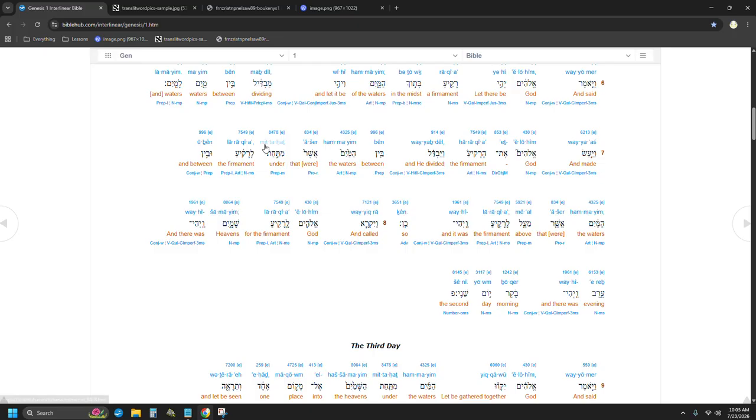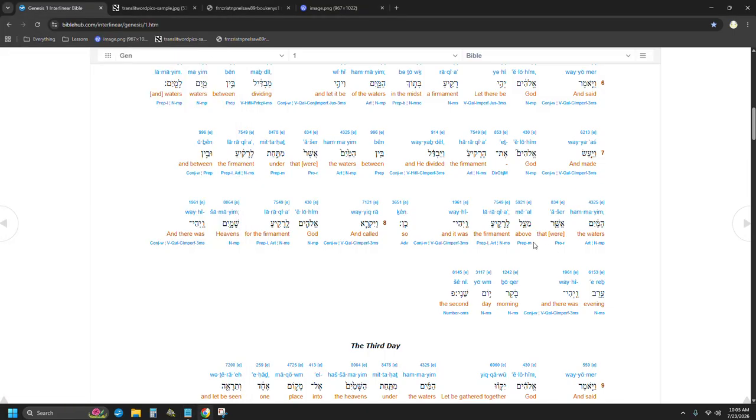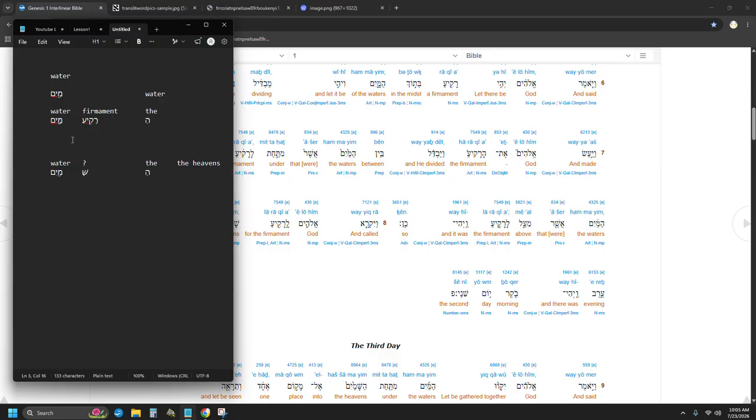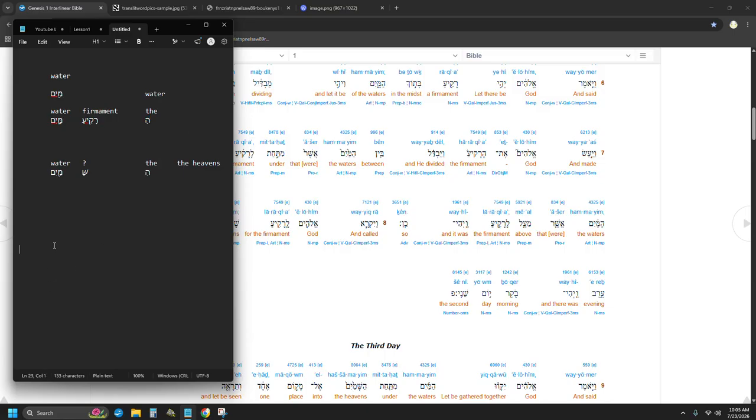Now, there's another problem, though. It says it separates the waters that are under the firmament. There's the word. Here's the word. Right here. It's the same word. Under the firmament and above the firmament. What that means is we have written this incorrectly. The correct way to write this is this way. He's telling us the correct way to write it is this way.